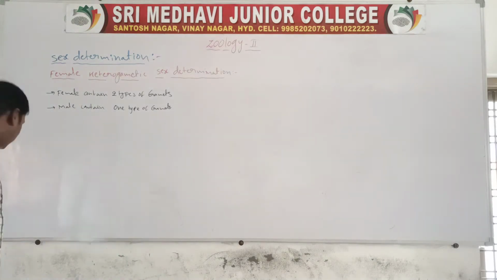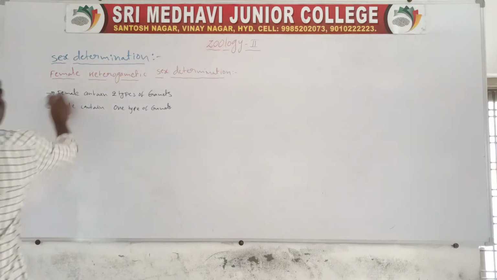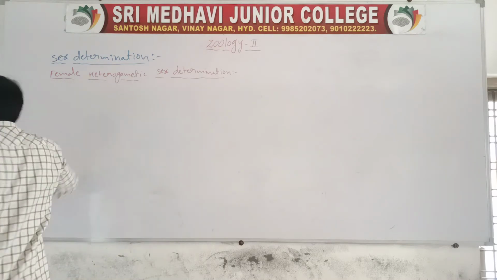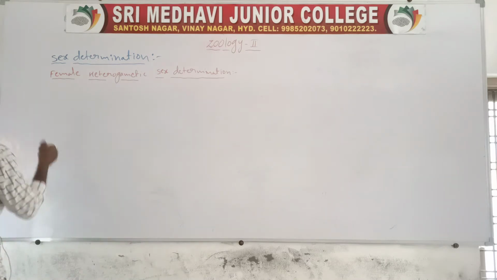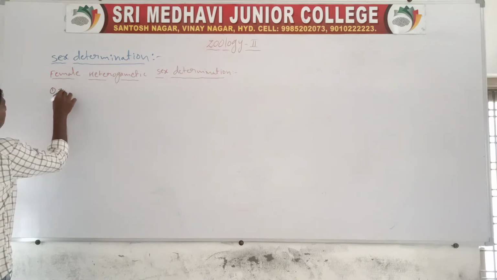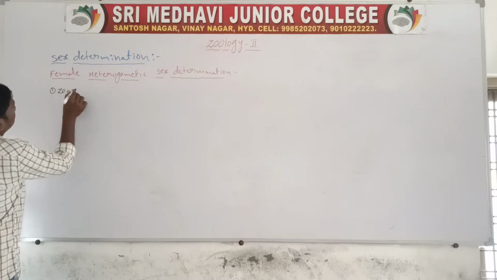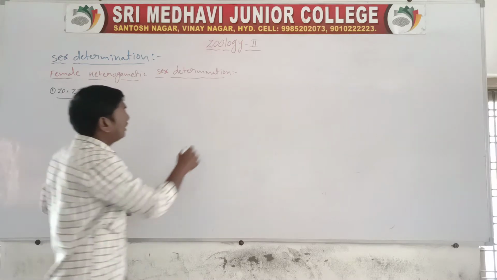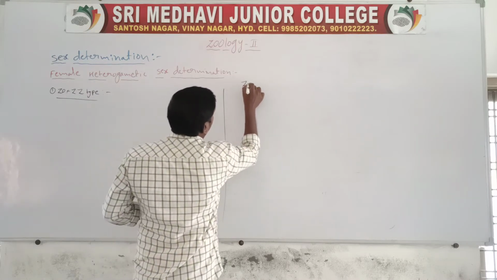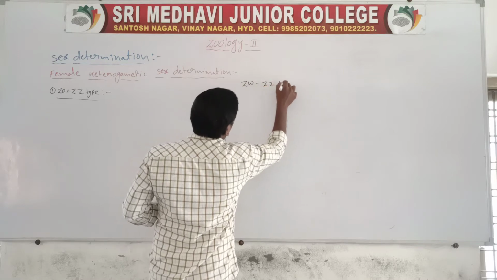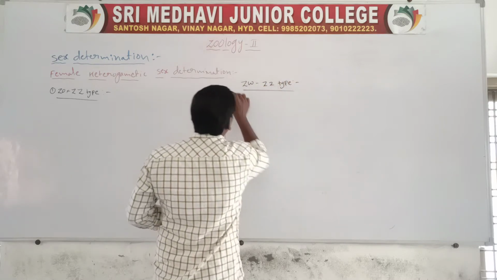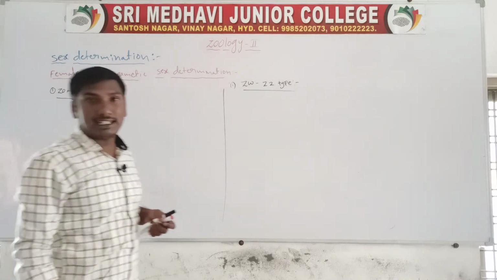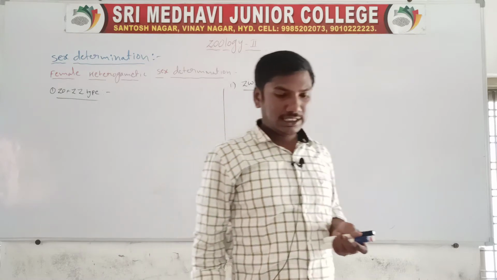First one, the Z0 ZZ type. Next one, second one, the ZW ZZ type. So there are two types: the Z0 ZZ type and the ZW ZZ type.